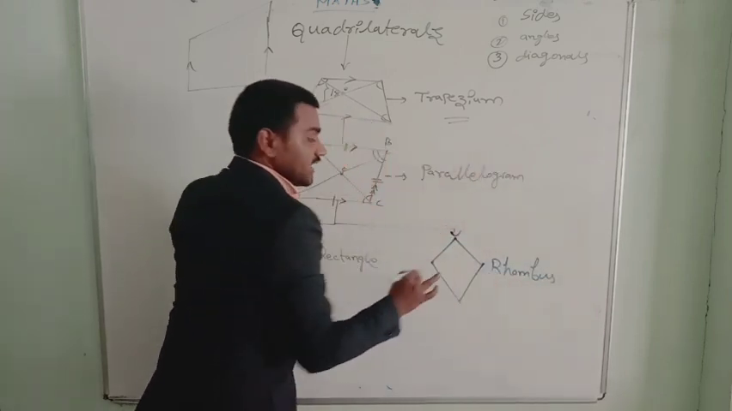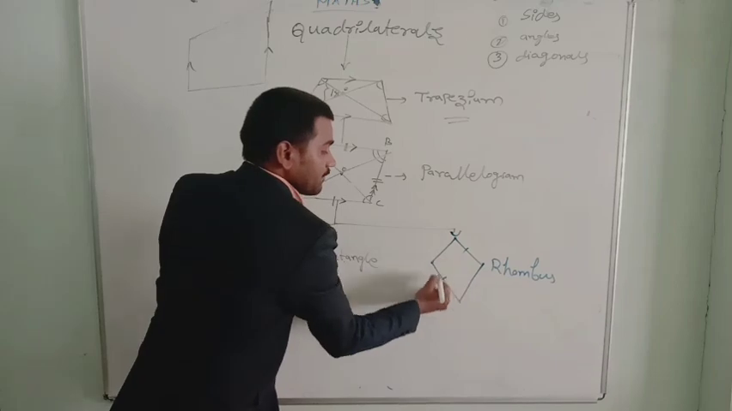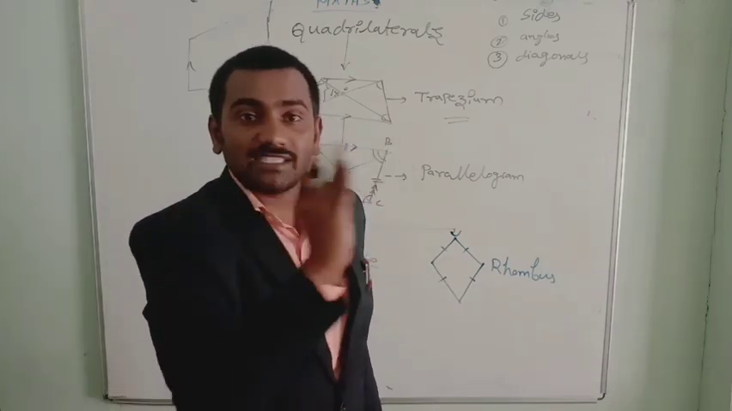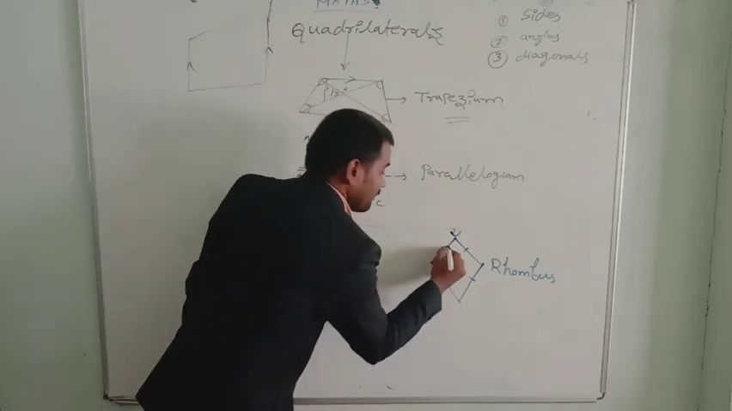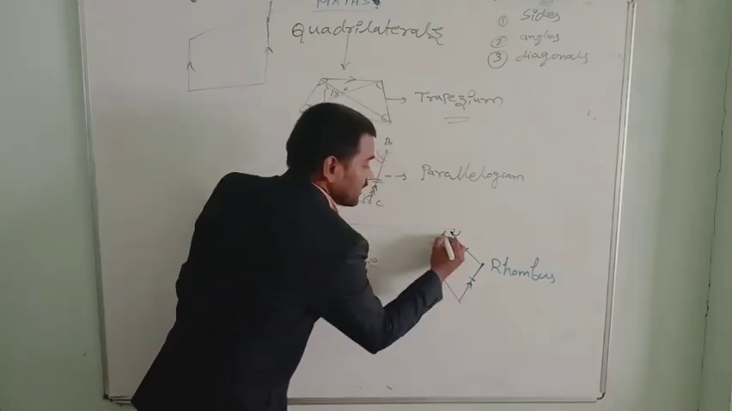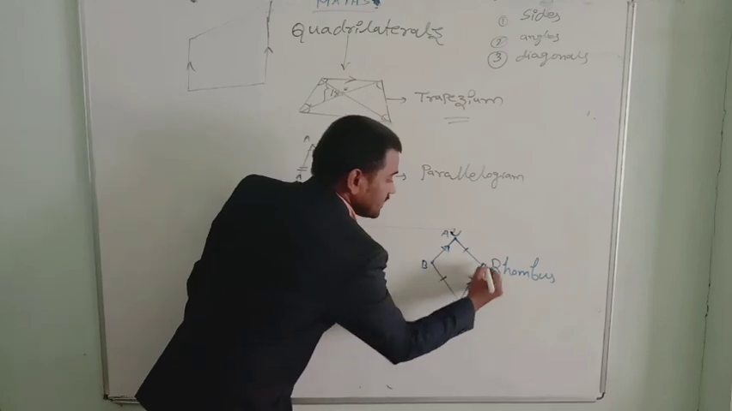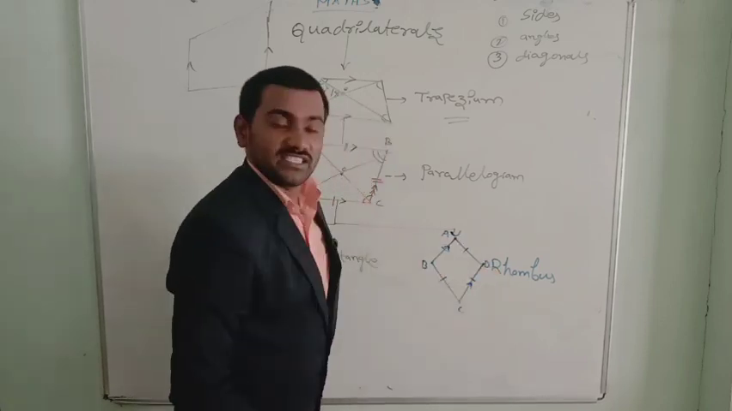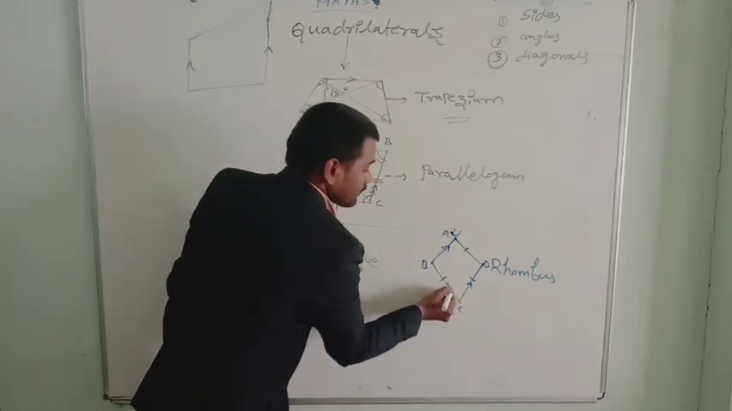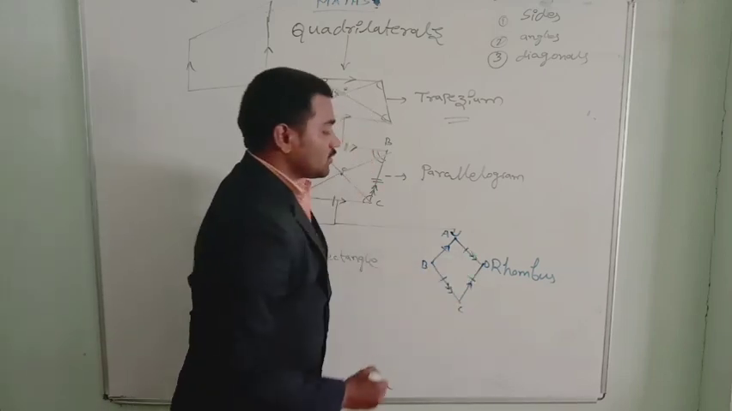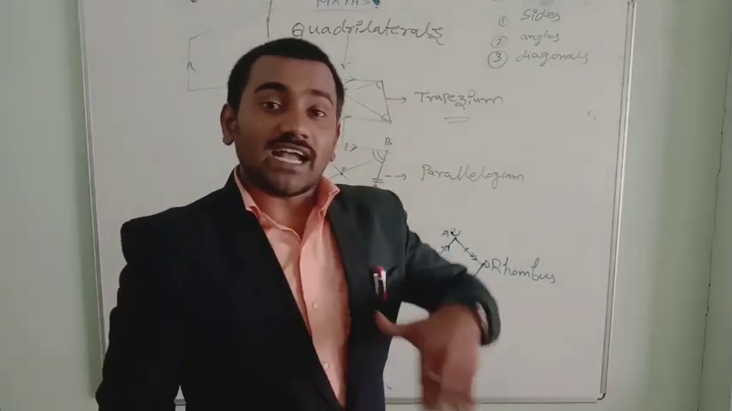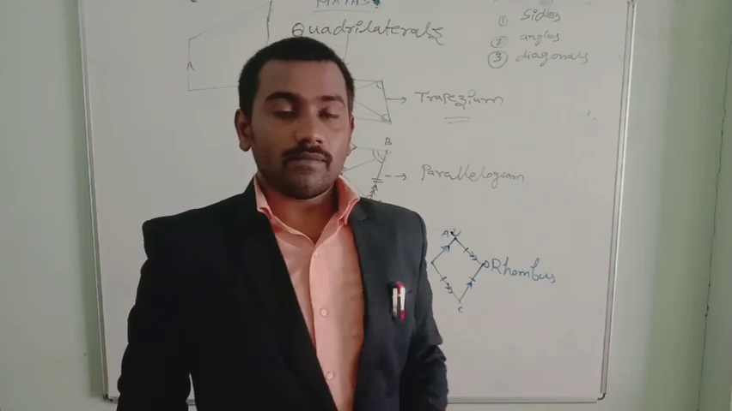Rhombus. Let's see, in the rhombus all the sides are equal in length, and also opposite sides are parallel. These are A, B, C, D. Side AB is parallel to side CD, and also side BC is parallel to side AD. So here all the sides are equal and opposite sides are parallel.